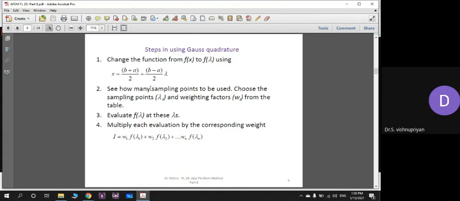Now, second step says find out how many sampling points you will need. Based on the discussion in the last slide, find how many sampling points you will need. Then evaluate f of lambda at these lambdas. Multiply each evaluation by a corresponding weight. That is, if f of lambda 1 is the evaluated function at lambda 1, then multiply that with some value, w1, and so forth for all the n points, and then add them to get the integral, which is I.